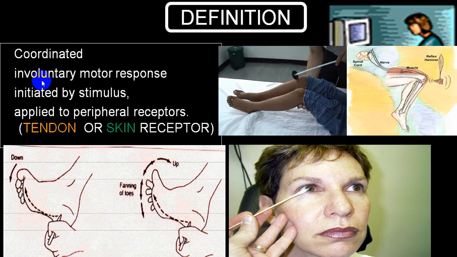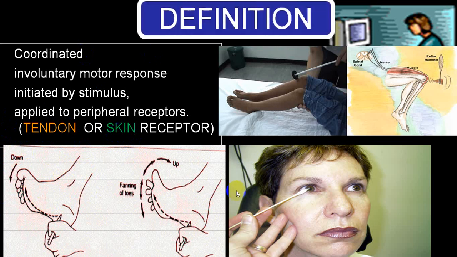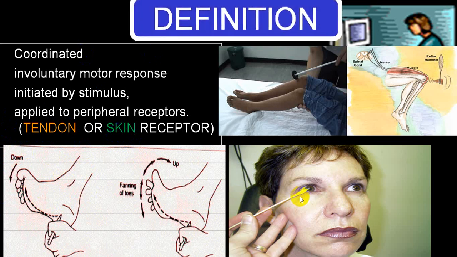Now reflex is an involuntary motor response initiated by a stimulus. Now when you stimulate the tendon or tendon receptor, we call as a deep tendon reflex or motor reflex, while when you stimulate the skin receptor, we call superficial reflexes. So corneal and conjunctival reflex is a variety of superficial reflex. Knee jerk, ankle jerk, bicep, tricep and supinator, they are deep tendon reflexes. Plantar reflex is a variety of superficial reflex.